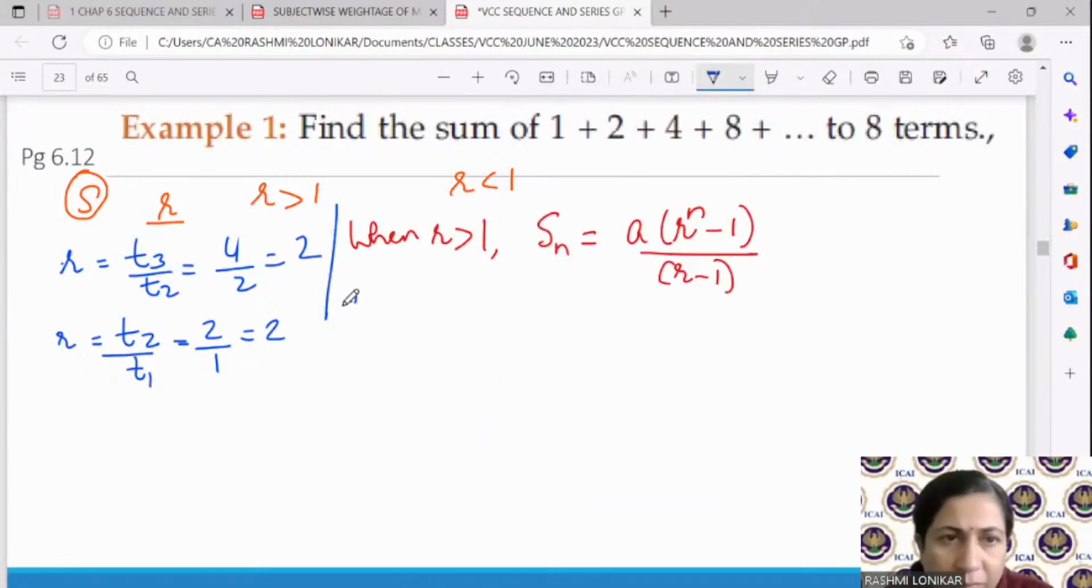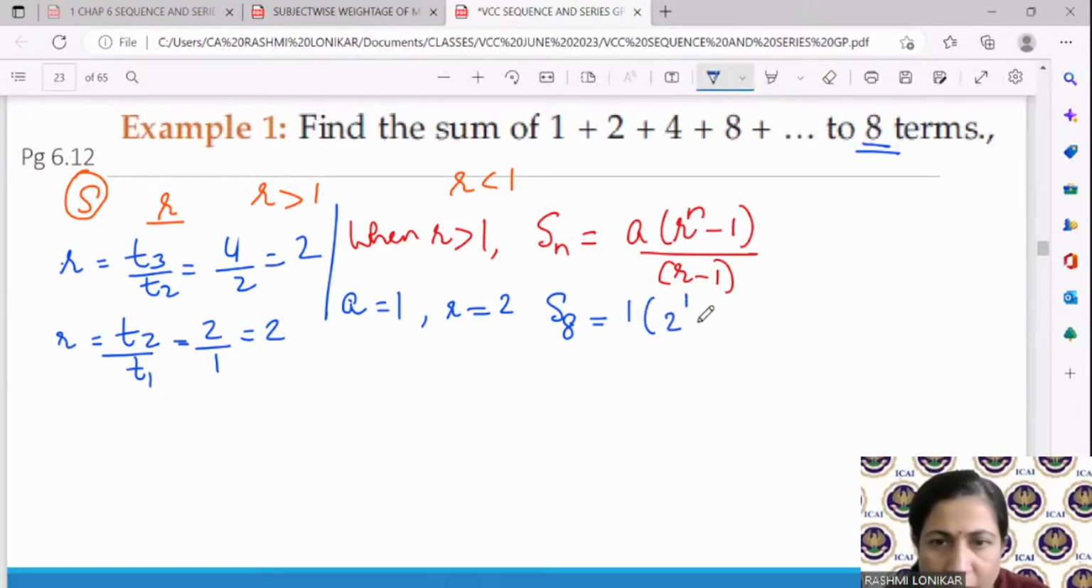Now, what is my value of A? A is 1. What is the value of R? R is 2. And what do I find? Up to 8 terms. So, what is my n? N is 8. Summation up to the 8 terms is given by 1 times (2 raised to 8 minus 1) upon 2 minus 1. R minus 1 is 2 minus 1.